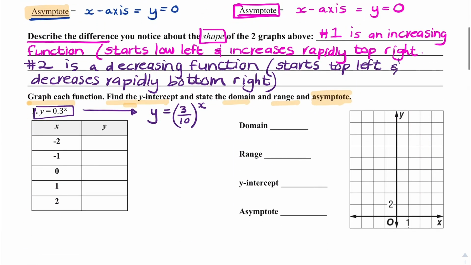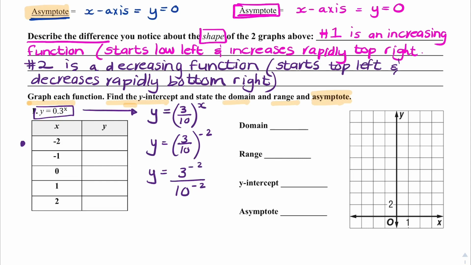So if we fill in the values, starting with x is equal to -2, I'm going to show my working for this one. It's going to look like this. y is equal to 3/10, all raised to the power of -2. So now it's time to use the rules that we've learnt in the last couple of lessons. We're going to raise everything that's inside that bracket to the power that is outside the bracket. So it ends up being 3 to the power of -2 over 10 to the power of -2.